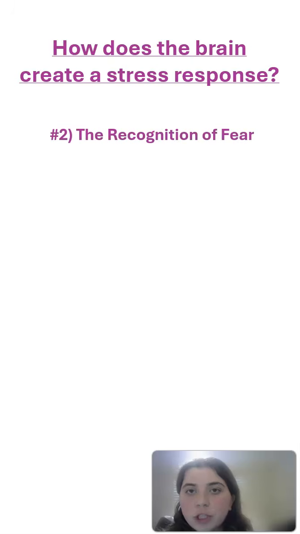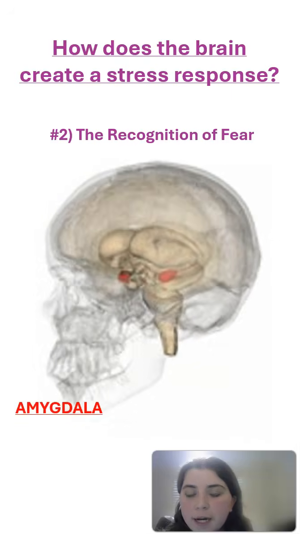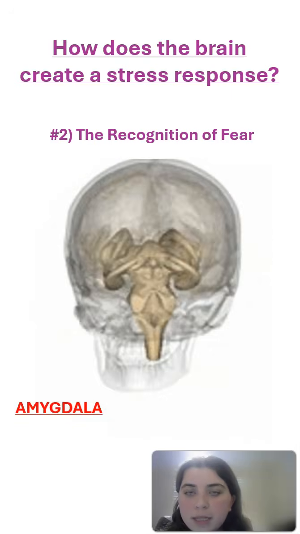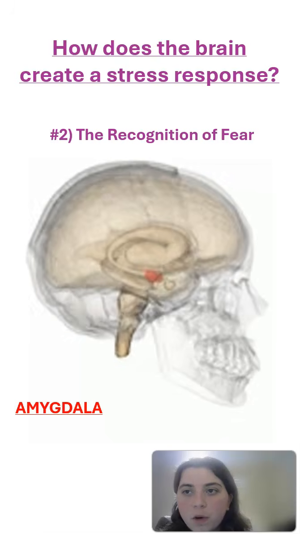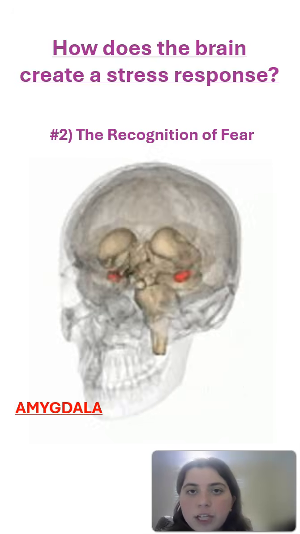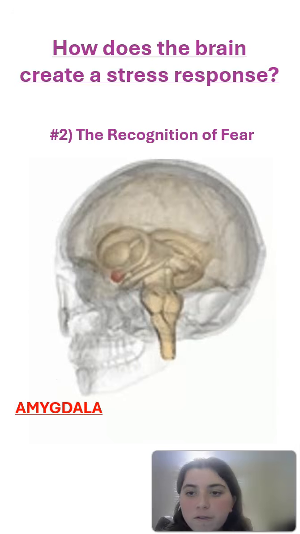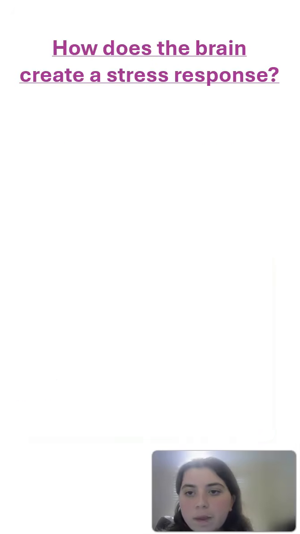Next, your brain has to actually recognize that there should be some sort of fear associated with that stimulus, and that's where a part of the brain that's highlighted in red here called the amygdala comes in. The amygdala is responsible for intaking sensory stimuli and actually associating the emotional response of fear with those stimuli.